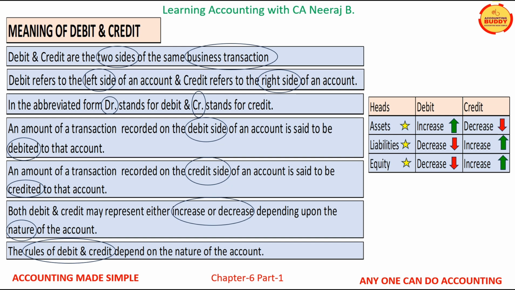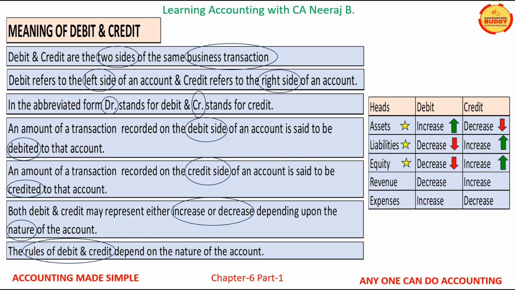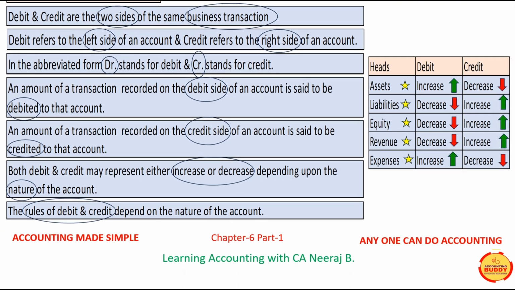Now let us understand the debit and credit rule for revenue and expense accounts. When the revenue of the business increases, the revenue account will be credited, while revenue accounts are debited when the revenue decreases. Expense accounts are debited when expenses increase, and credited when they decrease. Memorize this debit and credit rule for the 5 classes of accounts displayed on your screens.